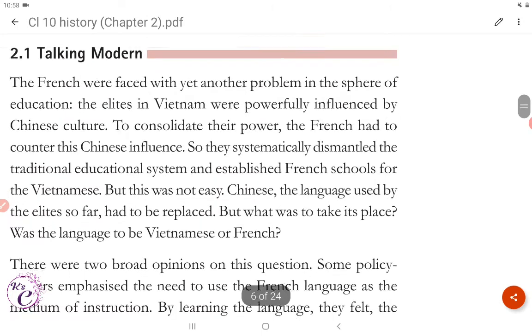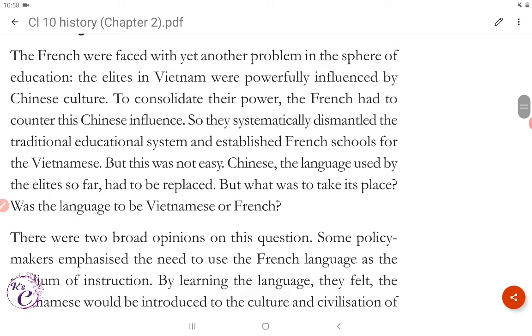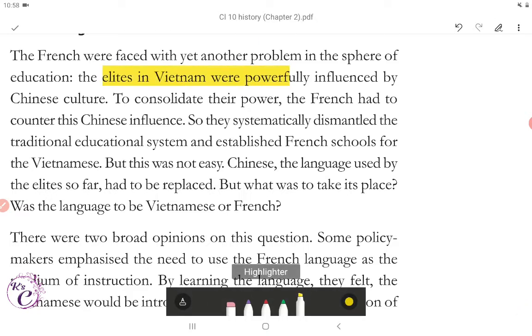2.1 Talking Modern. The French were faced with yet another problem in the sphere of education. The elites in Vietnam were powerfully influenced by Chinese culture. To consolidate their power, the French had to counter this Chinese influence. So they systematically dismantled the traditional education system and established French schools for the Vietnamese.